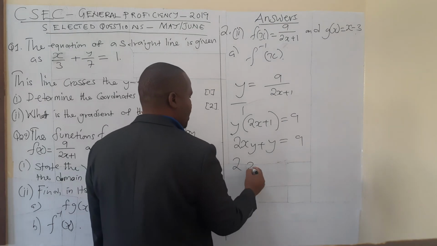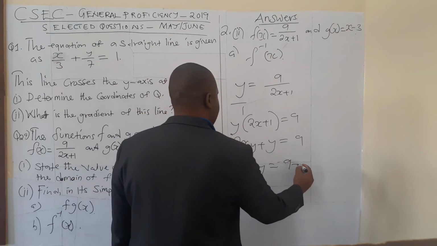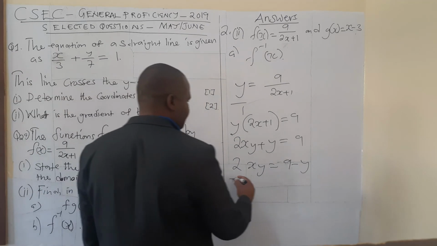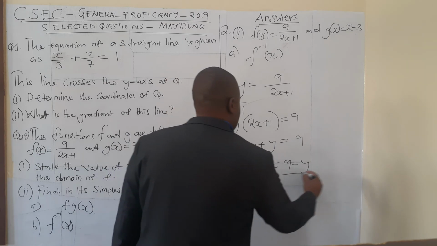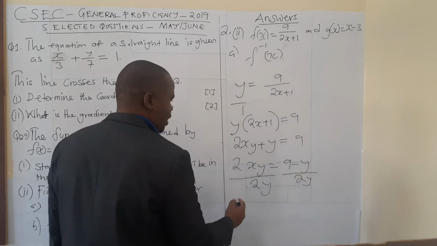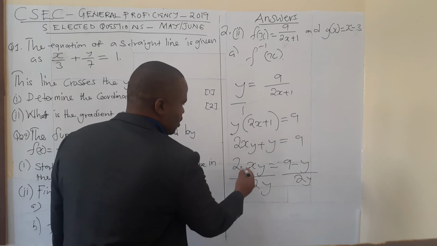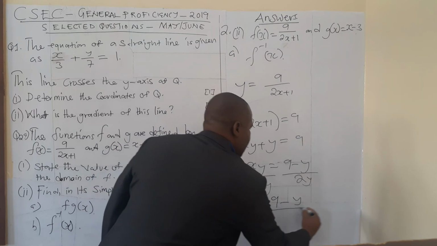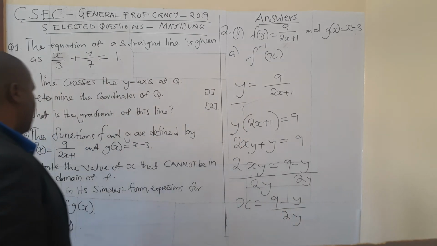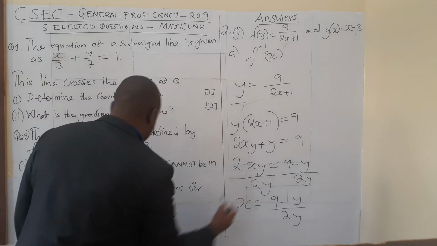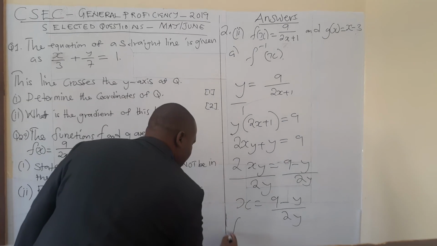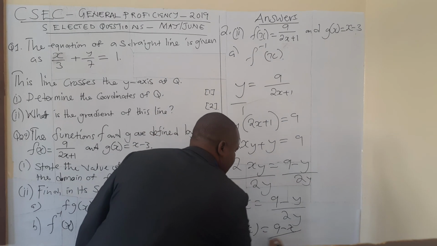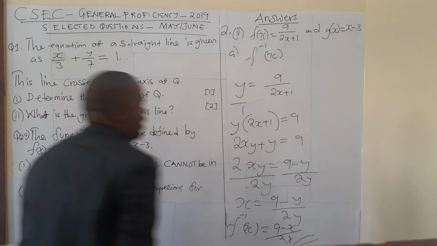But here we are interested in x. So we have 2xy is equal to 9 minus y. So we divide by 2y and 2y, so that the 2y and 2y will cancel. We have x is equal to 9 minus y divided by 2y. So now from here, when there is x, we just put this expression for the inverse. So we say the inverse acting on x is equal to 9 minus x divided by 2x, and this is your answer.